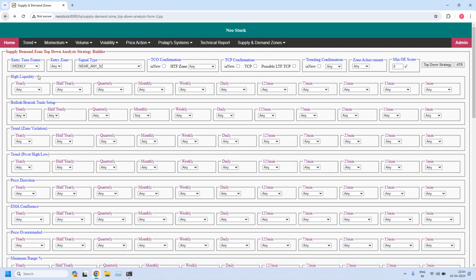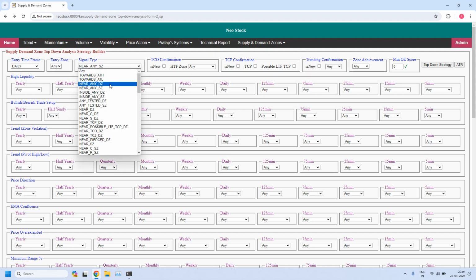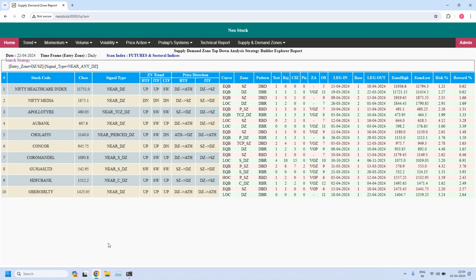Going back, changing the time frame to daily. Entry time frame is daily. Let us find the stocks near daily demand zone. These 10 stocks are filtered. So we need to identify high liquidity zones from these 10 stocks. High liquidity daily demand zones we need to identify.